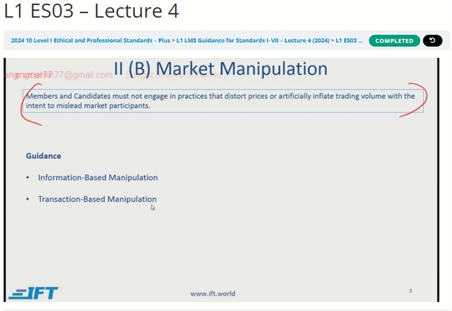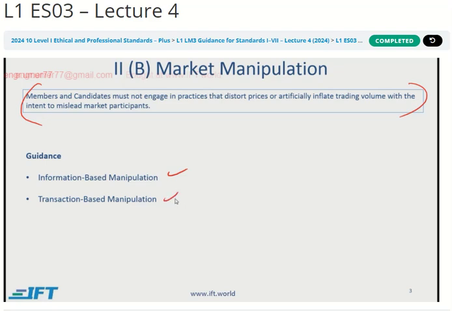Information-based manipulation is where an analyst is pumping information into the marketplace either through blogs or some other mechanism that artificially inflate or deflate the price of a security. So spreading rumors or projecting unsubstantiated and artificially large earnings numbers, for example, would be information-based manipulation.